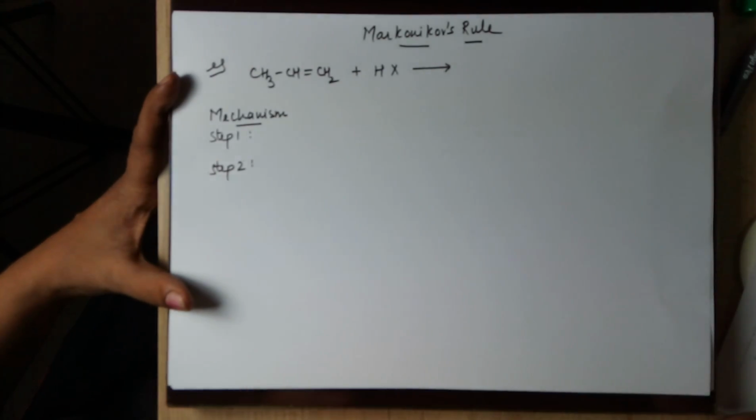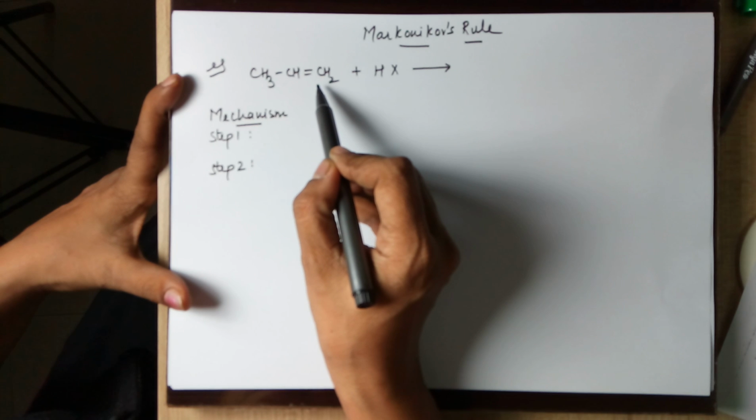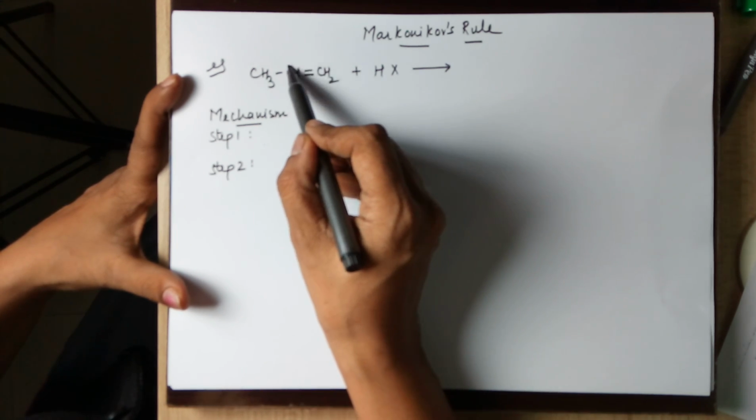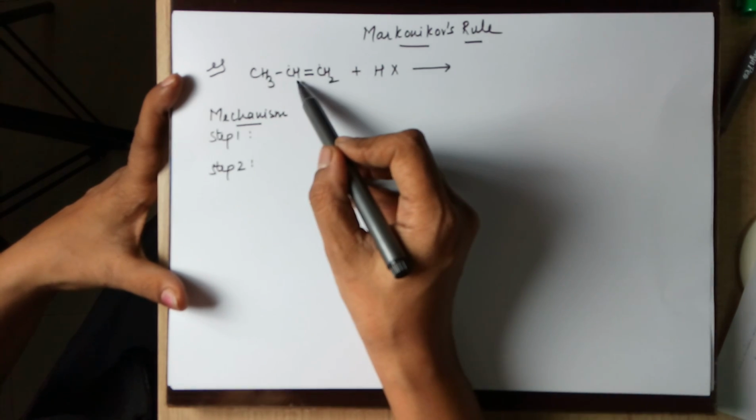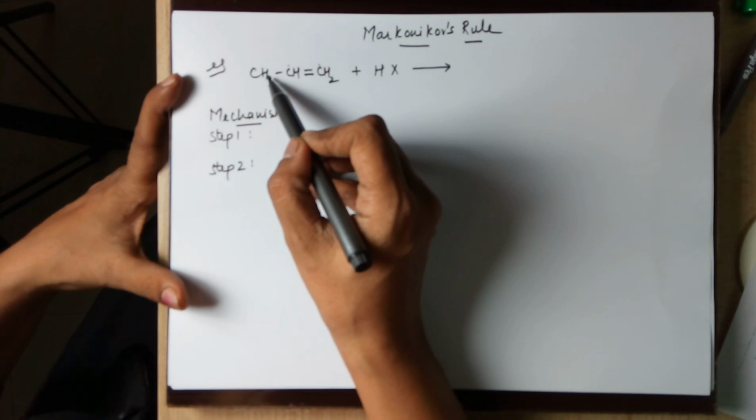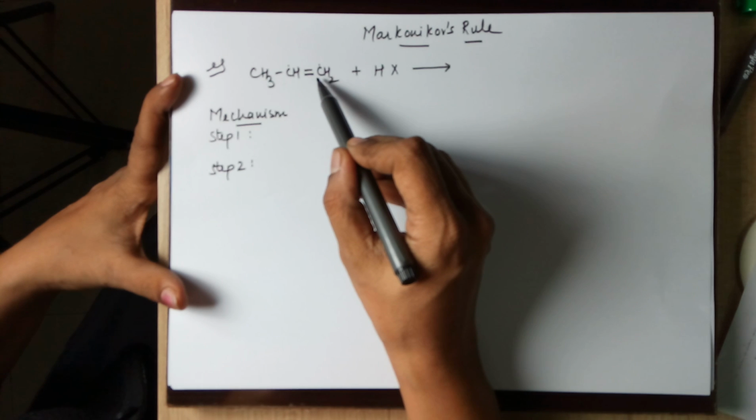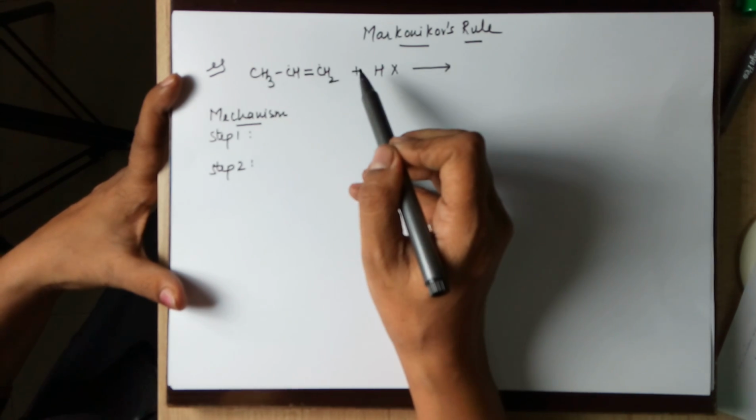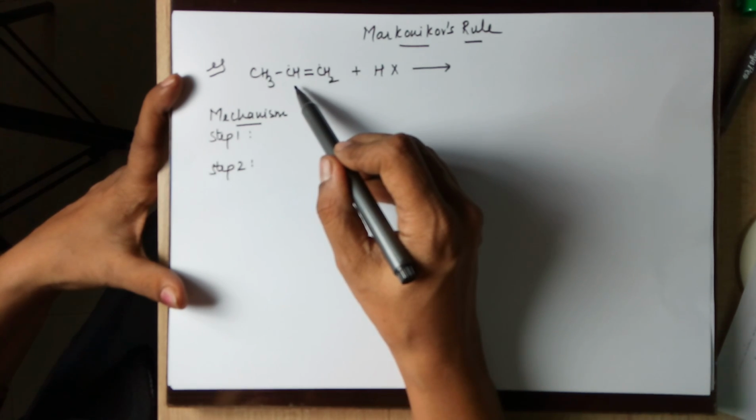The rule, as you very well know, states that for an unsymmetrical alkene, the word unsymmetrical means the double bonded carbons should not be similar. This has got two hydrogens, while this has one hydrogen and one R group. Such an alkene is one where the double bonded carbon atoms do not have similar groups on both. Here two hydrogens are directly attached, while this has one hydrogen directly attached.